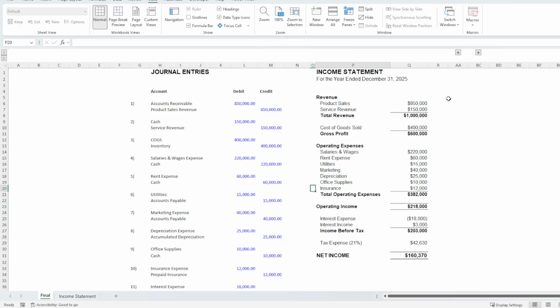Next item we have is office supplies of $10,000. Here we have a debit to office supplies of $10,000. And we're going to say we paid cash for these office supplies. So you'll see a credit for cash at $10,000.